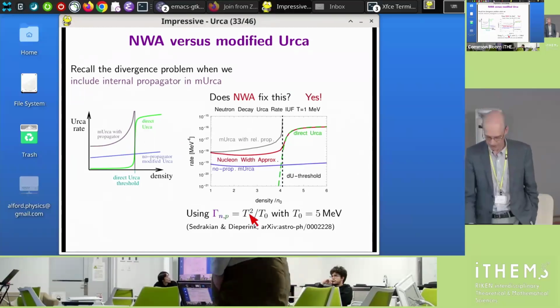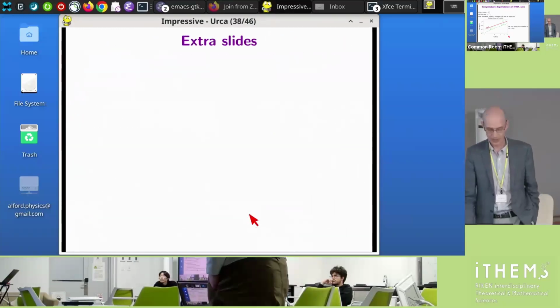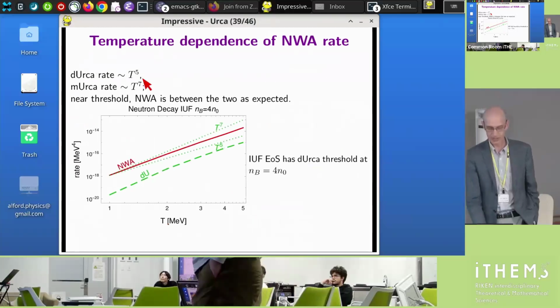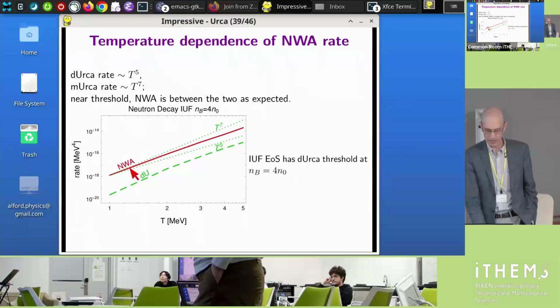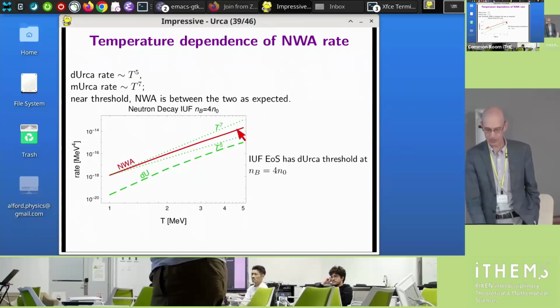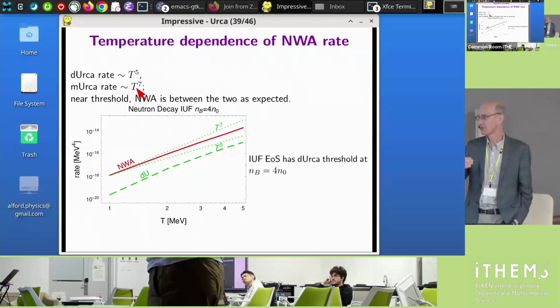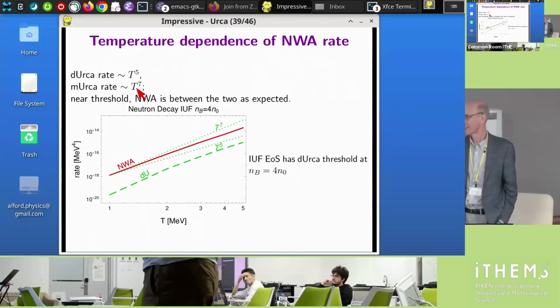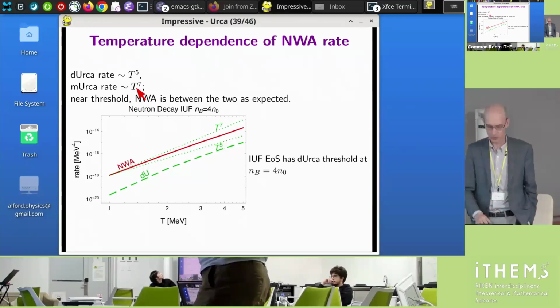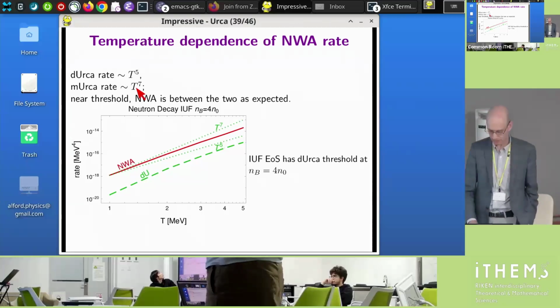Okay. So that gets me to another of my extra slides here. The direct Urca rate is T to the 5th. The modified Urca rate is T to the 7th. Yes. So NWA gives you T to the 5th when you're above threshold and T to the 7th when you're below threshold. And when you're at threshold, it gives you this in-between thing. Okay, so it captures the T to the 7th below threshold because the width goes like T squared, and the width is now responsible for the rate. So the width adds an extra power of T squared. So that's where that T squared comes from. Okay. So yes, we have the right powers of T. Good.